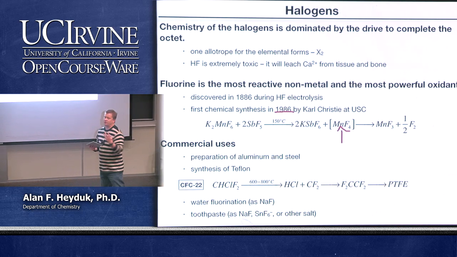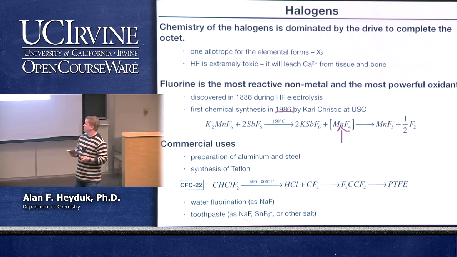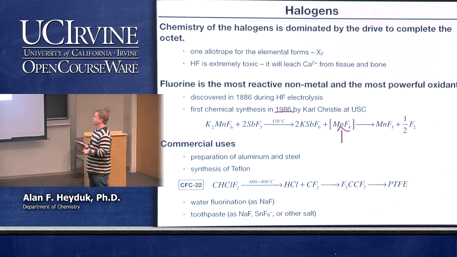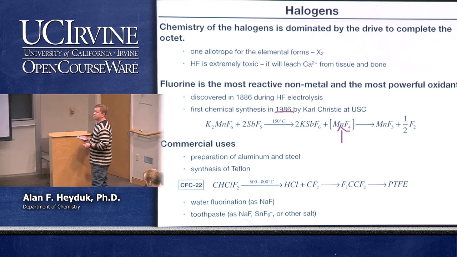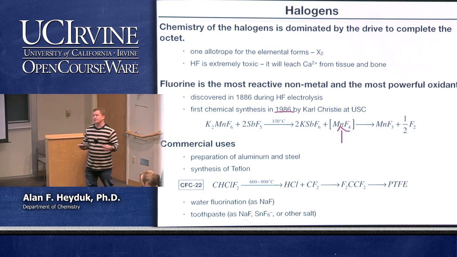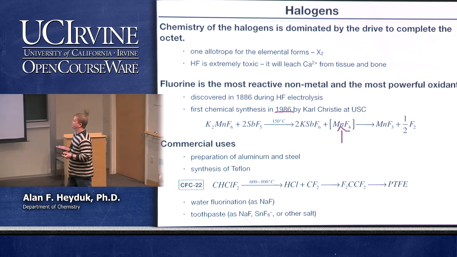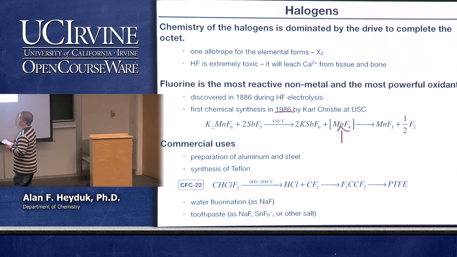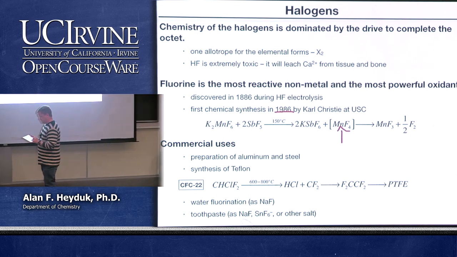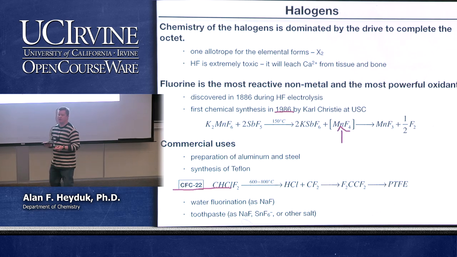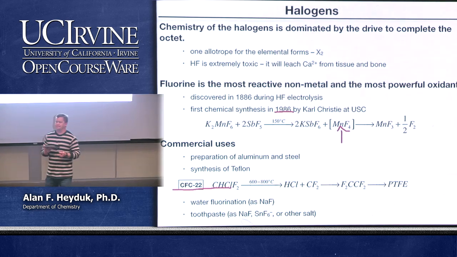Now, fluorine has lots of industrial uses. We use it in the production of metals like aluminum and steel. It's a critical component in Teflon. Okay, that's what gives Teflon its slippery properties. And so the other thing is this species right here. Anybody know why you should care about that?